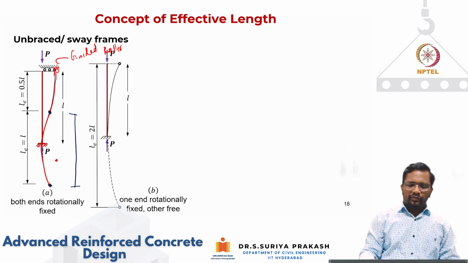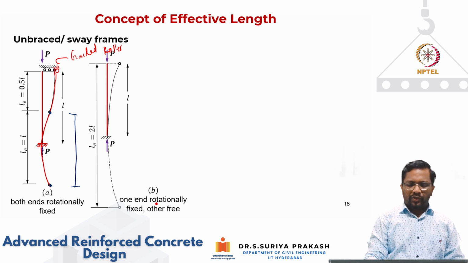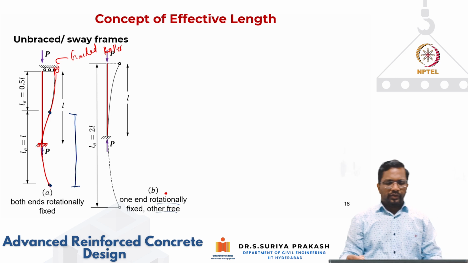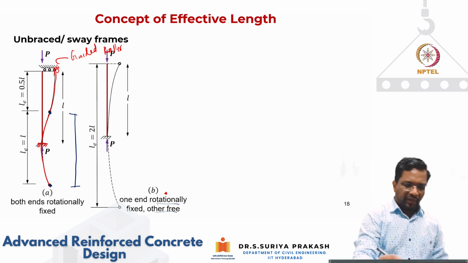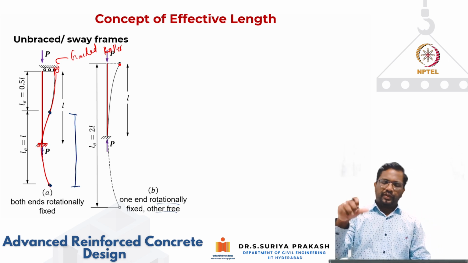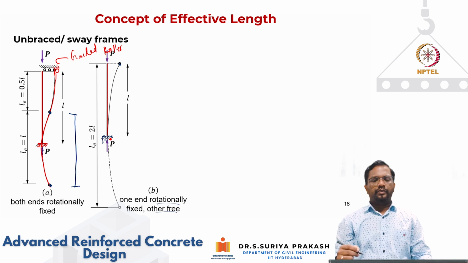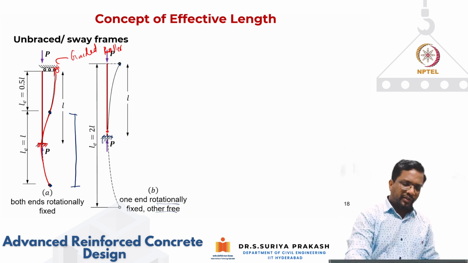Now the next case is one end fixed, the other end free. Basically, one end is rotationally fixed and the other is free. So you see here again you have a hinge here. The other one is free to rotate, but this is actually a fixed support. If you look at this again, you have to extend it. Then your point of inflection is here and here.